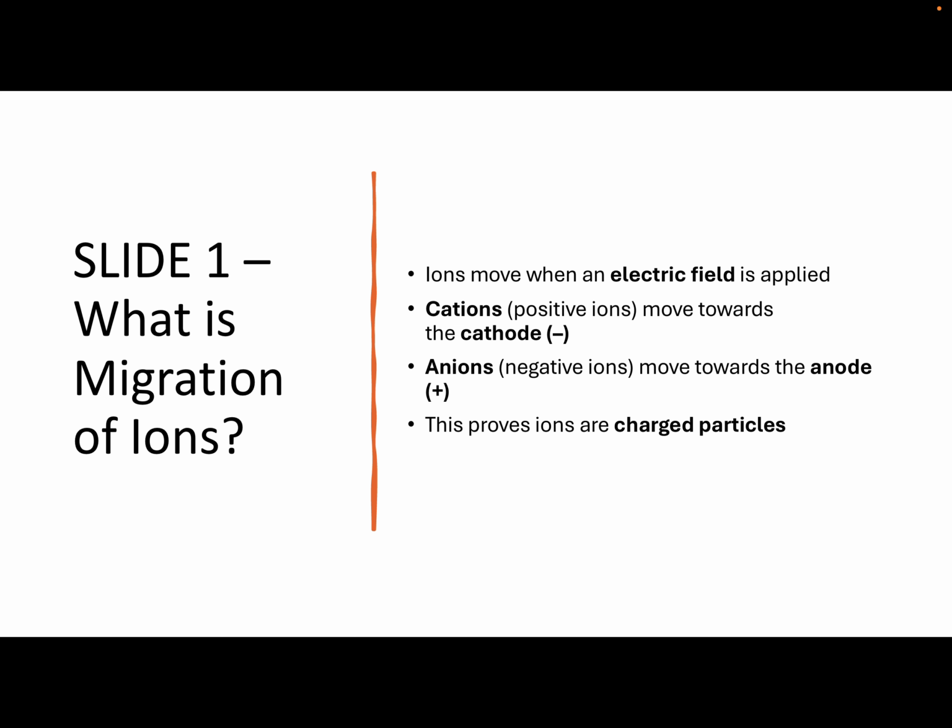So, what is the migration of ions? The migration of ions happens when ions move in response to an electric field. Positively charged ions called cations move towards the negative electrode, which is the cathode. Negatively charged ions called anions move towards the positive electrode, called the anode. This movement proves that ions are charged particles, and also explains how ionic substances conduct electricity when the ions are free to move.